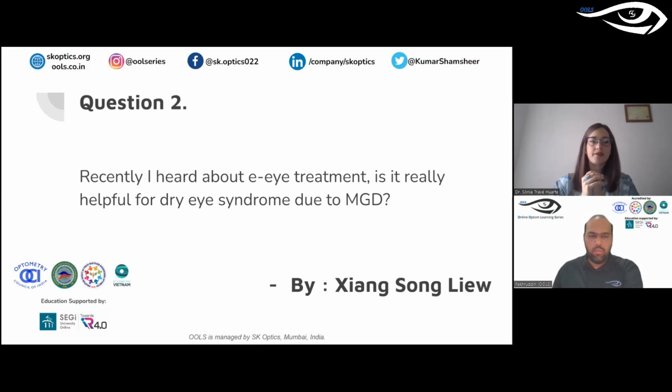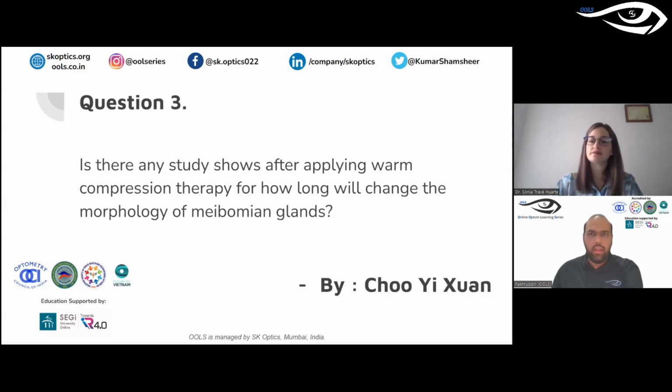Not everyone has a benefit straight away, and again, it does take a couple of sessions. But if you tailor the patients for that treatment, they seem to have a really good benefit. Right. And when we talk about the changes in the Meibomian glands, what would be the duration, or is there any evidence that the changes will only occur after, let's say, 2 weeks or 4 weeks? Is there any particular evidence in terms of the duration?